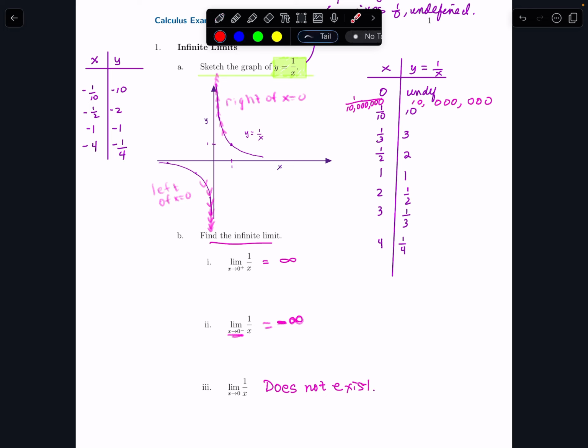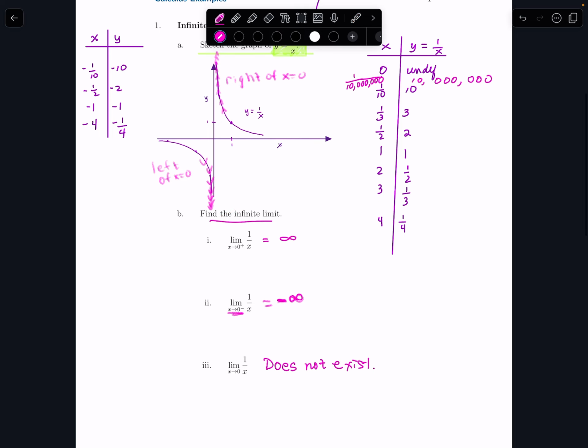What the problem is saying is: as x approaches 0 from the right, 1 over x keeps going up, that's infinity. From the left, negative infinity. But from both sides, when it says x approaches 0, that means both right and left. It doesn't exist because the right is infinity and the left is negative infinity. In all cases, the actual limit doesn't exist.